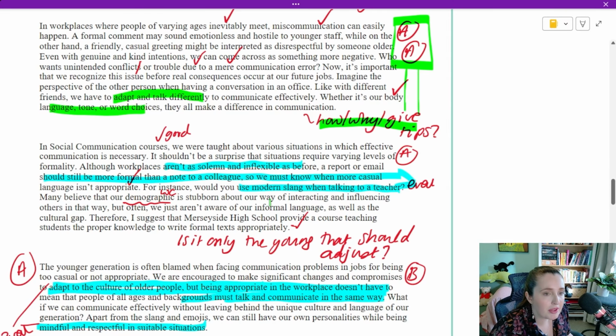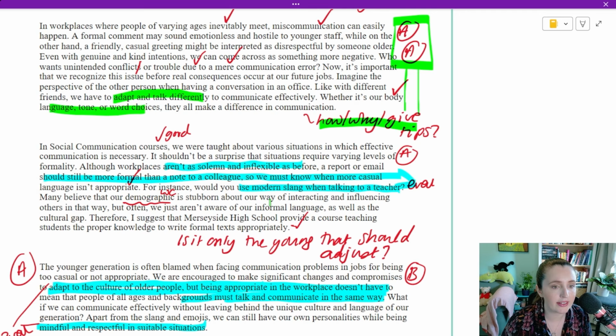In social communication courses, this here I'm assuming is a class at Merseyside High, so it's some good audience. We were taught about various situations in which effective communication is necessary. It shouldn't be a surprise that situations require varying levels of formality. Although workplaces aren't as solemn and as inflexible as before, a report or email should still be more formal than a note to a colleague. So we must know when more casual language isn't appropriate. For instance, would you use modern slang when talking to a teacher?